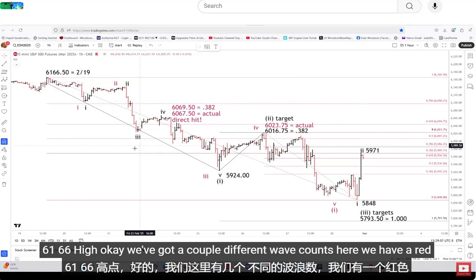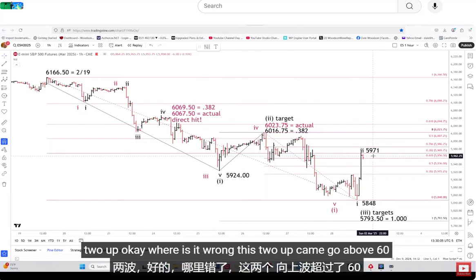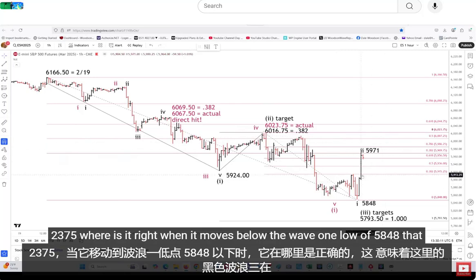Okay, we've got a couple different wave counts here. We have a red and a black. The black one shows a 1 down, a 2 up, and then a 1 down and a 2 up. Where is it wrong? This 2 up can't go above 60.2375.